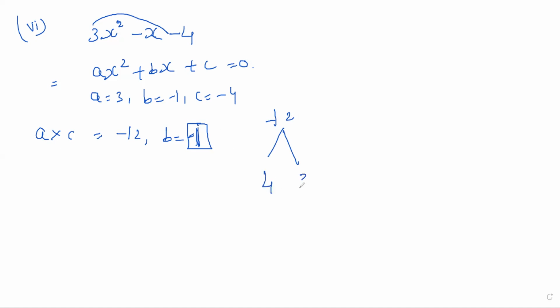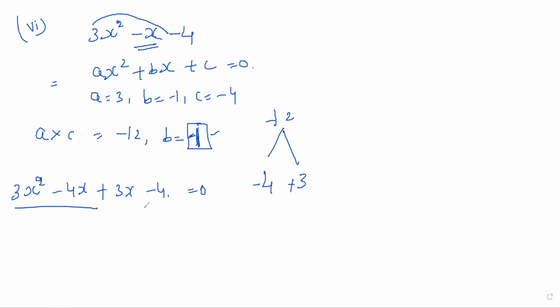So 4 3s are 12. 4 minus 3 is 1, right now, children? So the sum should be minus 1, so the bigger number should be minus. Minus 4 into 3 is minus 12. Minus 4 plus 3 is minus 1. So I'm going to split the middle term. Write first term as it is, 3x square. So minus x can be written as minus 4x plus 3x minus 4 is equal to 0.